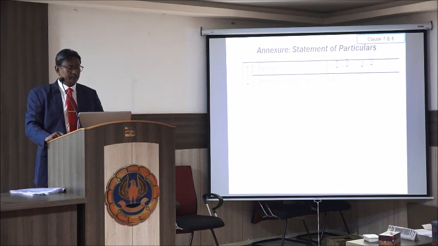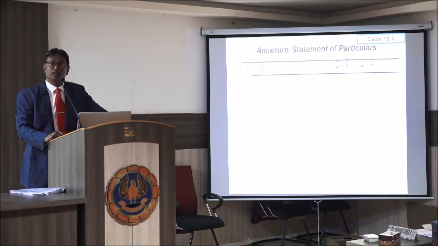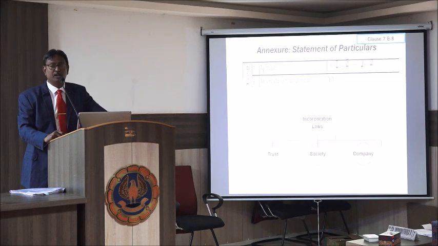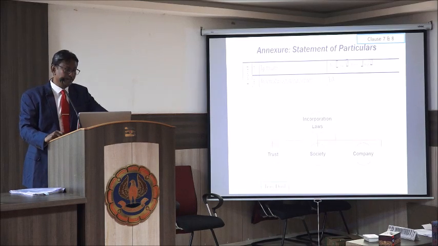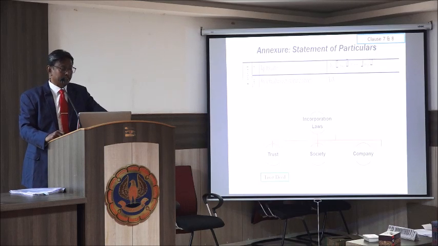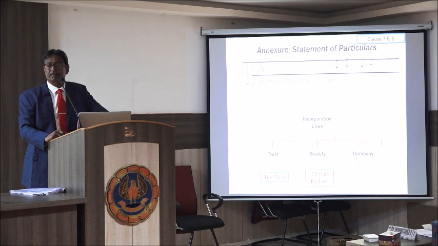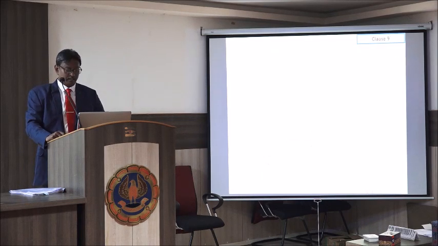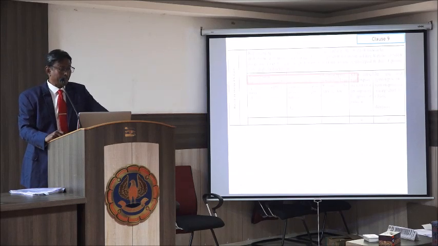And clauses number 7 and 8, what is the type of the entity? Whether it is a trust or a society or a company, and what is the document you have? Whether the auditee is established under an instrument. Whether as a trust you have a trust deed, as a society a memorandum of association and bylaws, and as a company a memorandum of association and articles of association, they are asking that.